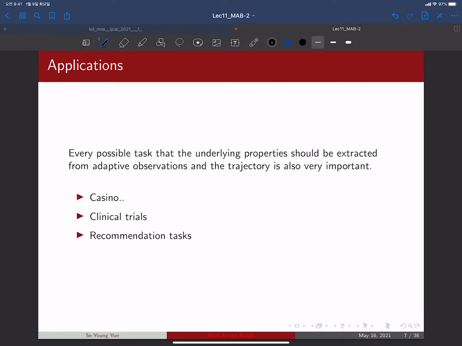Applications are many. Every possible task where the underlying properties should be extracted from adaptive observations, and where the trajectory is also very important. So casino, clinical tasks, or recommendation tasks, all of these have to use the multi-armed bandit concept to design very nice sequential decisions.